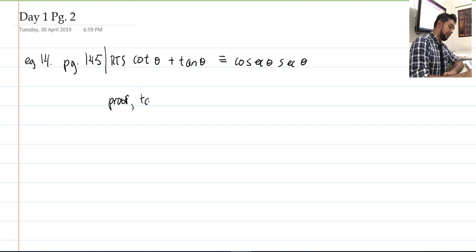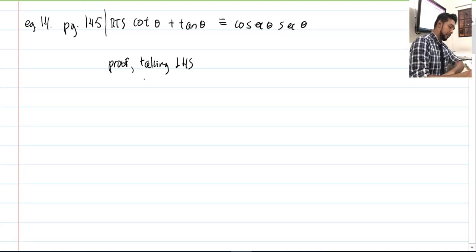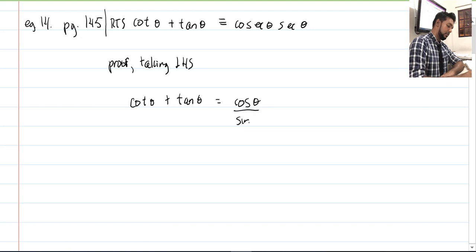Taking the left-hand side, which to me usually has more meat. So cot theta is what? That's 1 over tan, or what was the alternative form for that? Right, so we have cot theta plus tan theta. So you could do cos theta over sine theta plus sine theta over cos theta. Simple fractions here.